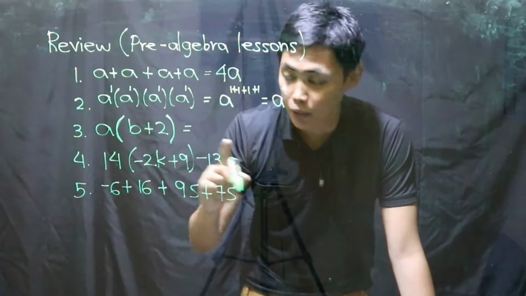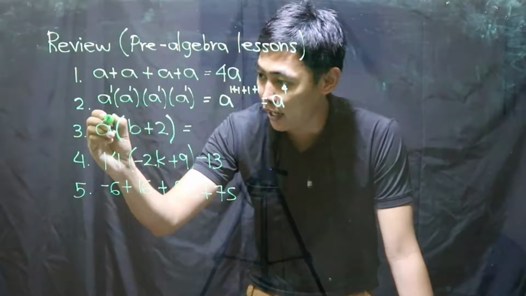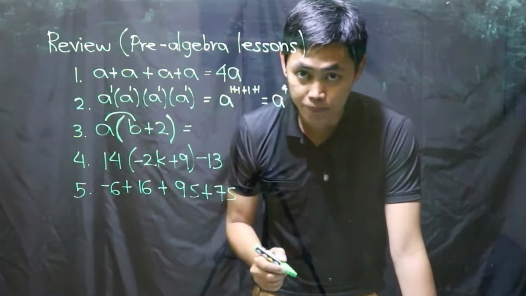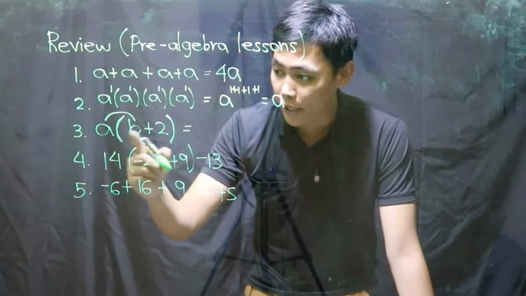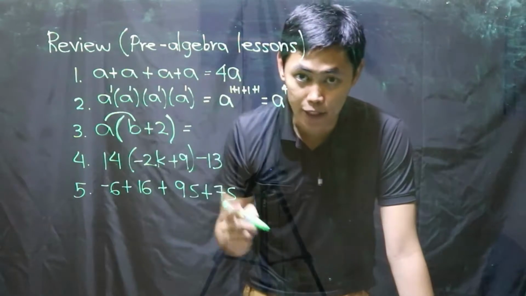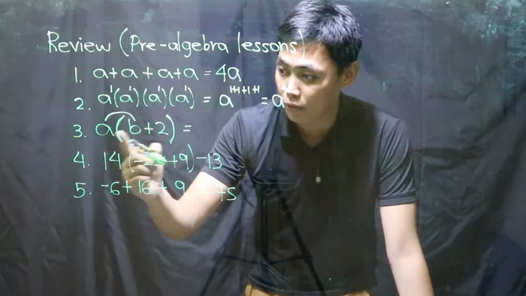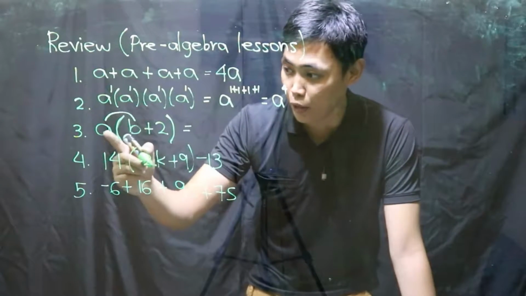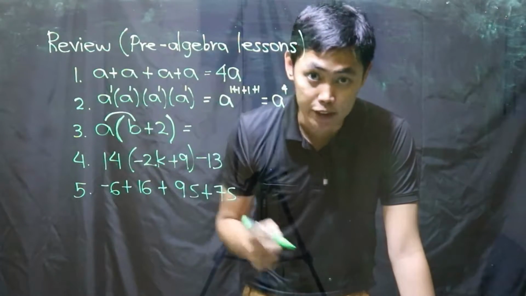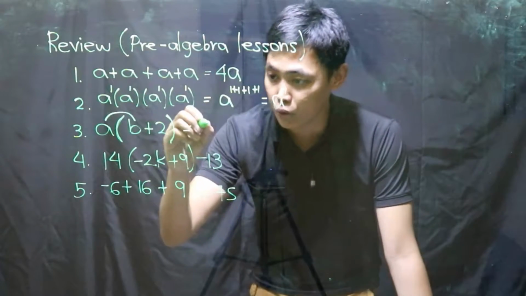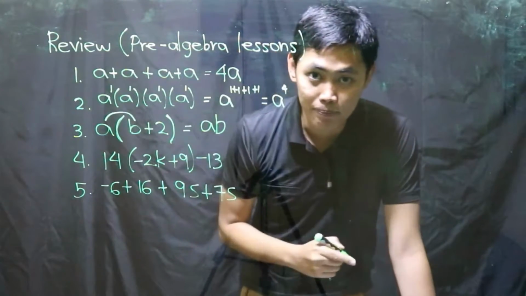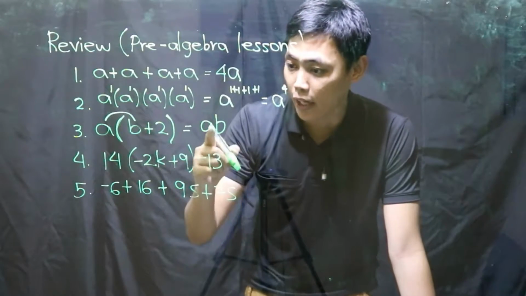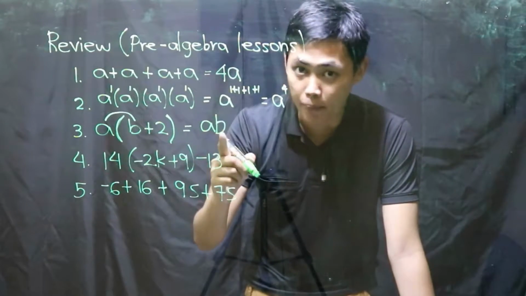So the first thing you will need to do is multiply a times b. And what is a times b? Now we cannot actually combine them, right? Because according to the laws of exponent, they do not have the same base, right? So what we will do is just put them together, ab. Okay? So a times b is ab.